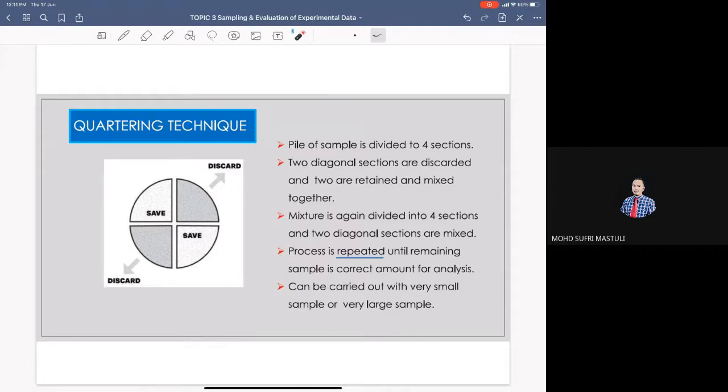This technique can be carried out with a range of sample sizes. A small sample can also use the quartering technique. A very large sample can be used too. So just remember, for the solid sample we have to apply the quartering technique.